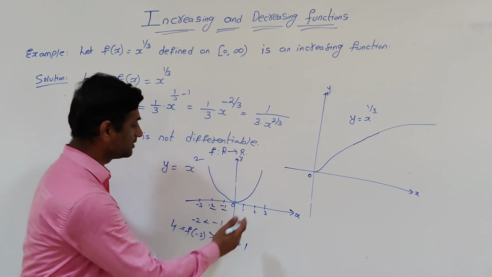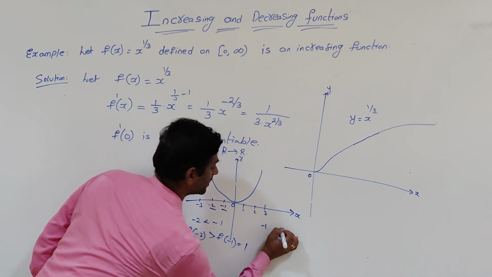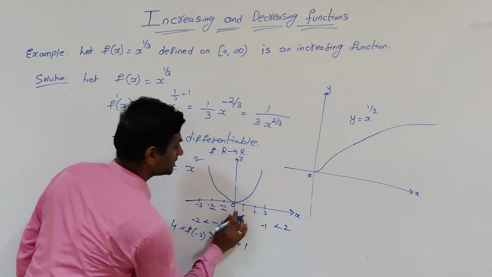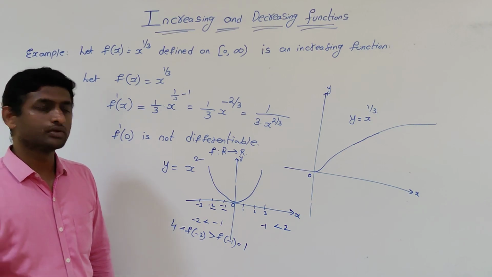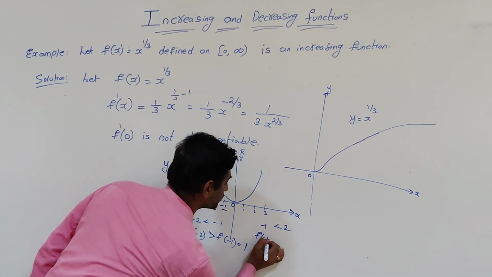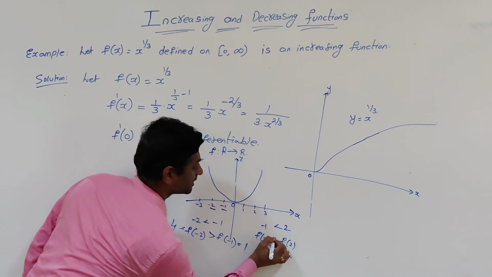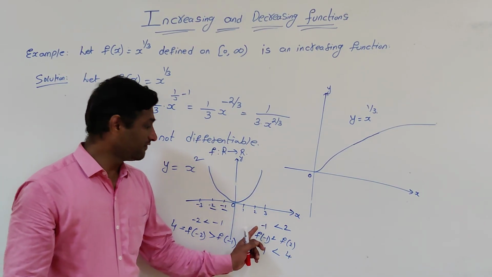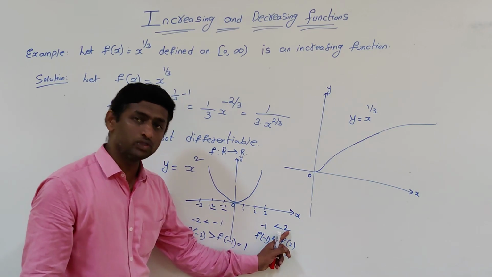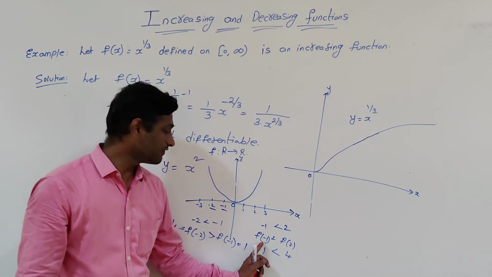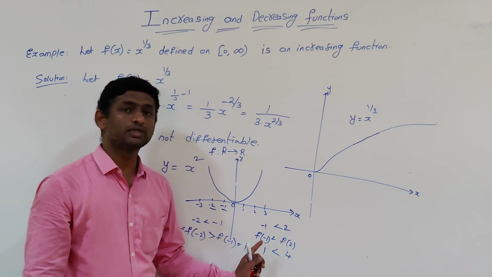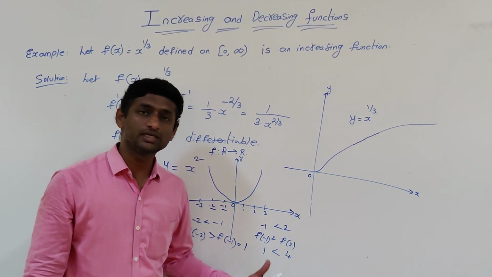But if we go similarly, minus 1 and 2, minus 1 is less than 2. But what about the outputs? f of minus 1 and f of 2, which is 1 and 4, again less than. So if minus 1 is less than 2, f of minus 1 is less than f of 2, that is 1 is less than 4. Can we say it's an increasing function?